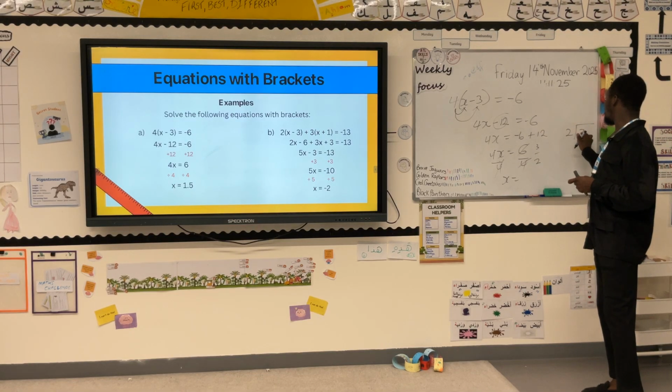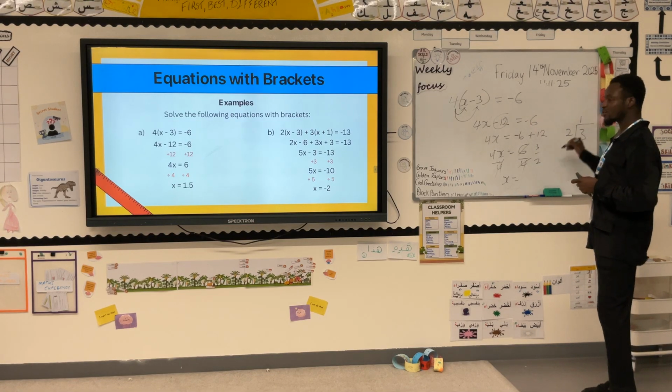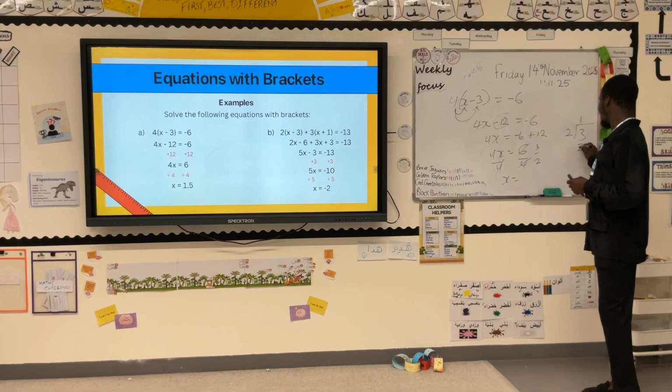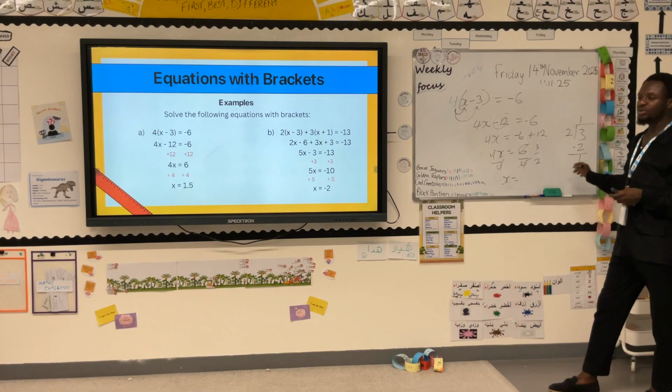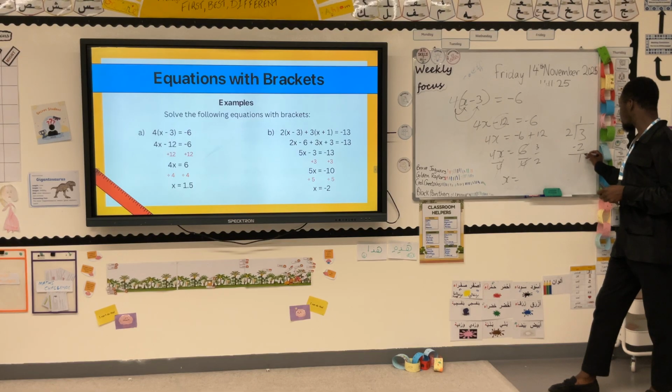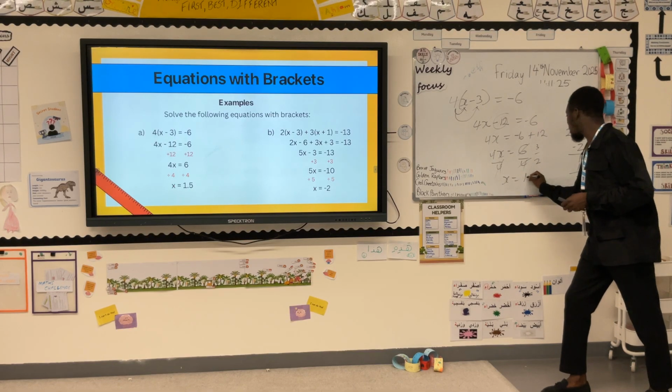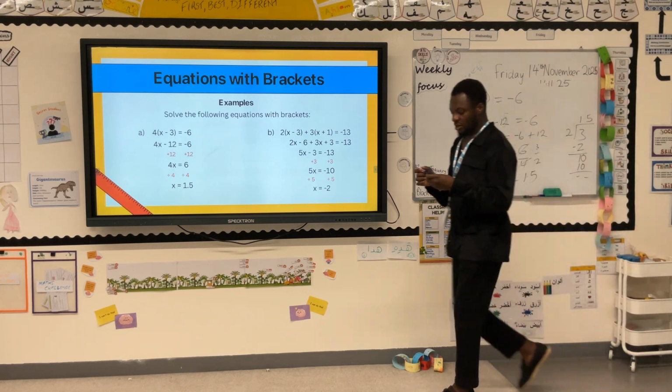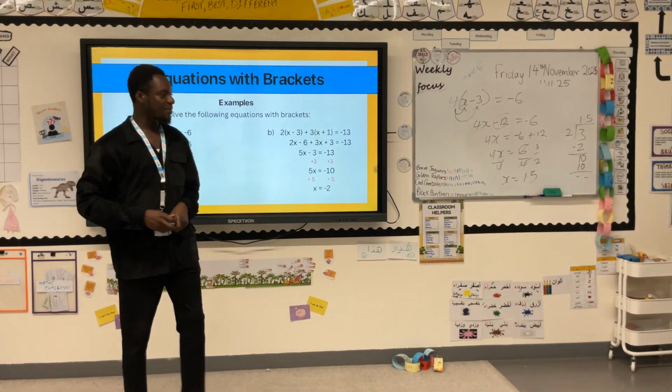So 2 goes into 3 how many times? 1. 2 ones are 2. Easy peasy. So there's a remainder of 1. Can 2 go into 1? No. What do we do? Good. We add a 0, and then we put a point. 2 goes into 10 how many times? 5. So 2 fives will give us 10. And then our final answer is 1.5. Well done, everybody. That was amazing.